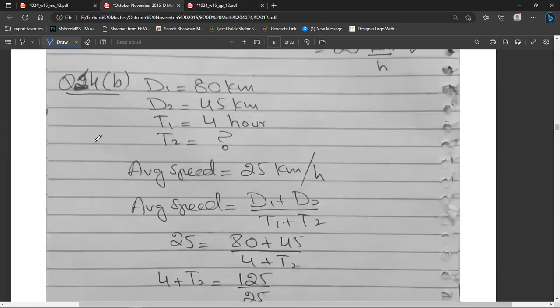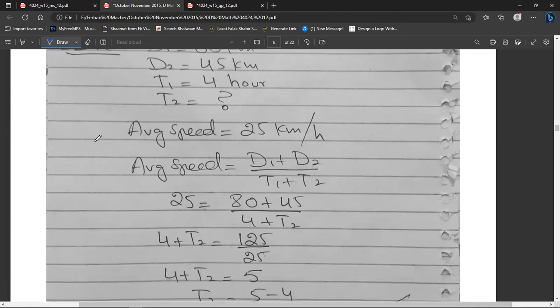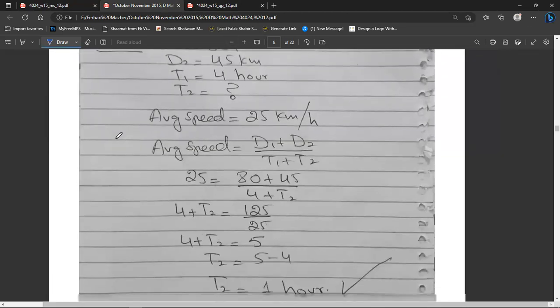D1 is 80 kilometers, D2 is 45 kilometers, T1 is 4 hours, and T2 is the question. The average speed is 25 kilometers per hour. The average speed of the whole journey will be the distance traveled in the first portion plus the distance traveled in the second portion, divided by the total time, which is T1 plus T2. And the average speed is 25, D1 is 80, and D2 is 45. So 80 plus 45 divided by T1, which is 4 hours, plus T2, the time taken for the second part.